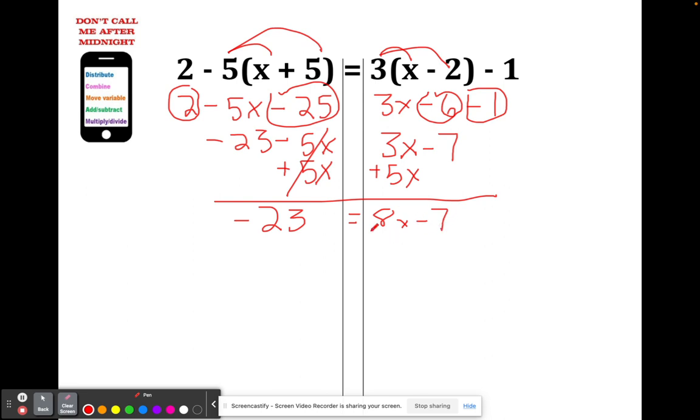Now I just have a regular two-step equation. I will add 7 to both sides. Send home my acquaintances. And I have negative 16 equals 8x. That is down to one step. My last is my multiply or divide. I'm going to divide both sides by 8. And I'm left with x equals negative 2.